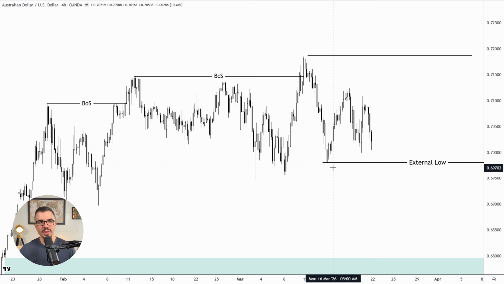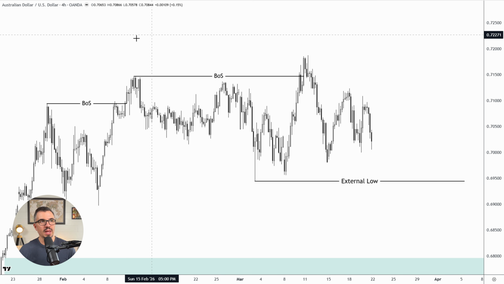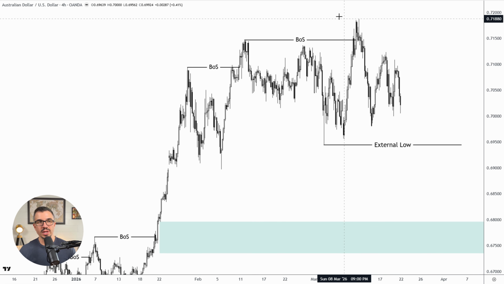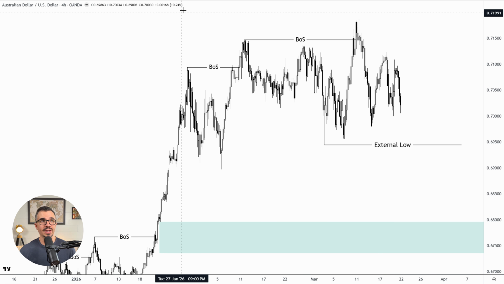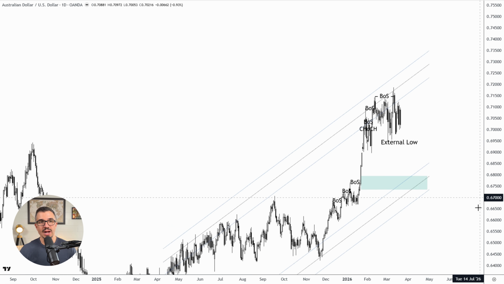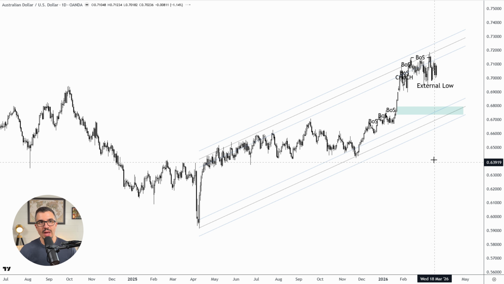So again, no setup here just yet, but this is something I'm watching just simply because the structure here is actually pretty decent, despite the fact that it does look very sideways. What's going on with the stock market, and also the fact that you have this channel here and that imbalance back here in the area right around 67.50 or so.